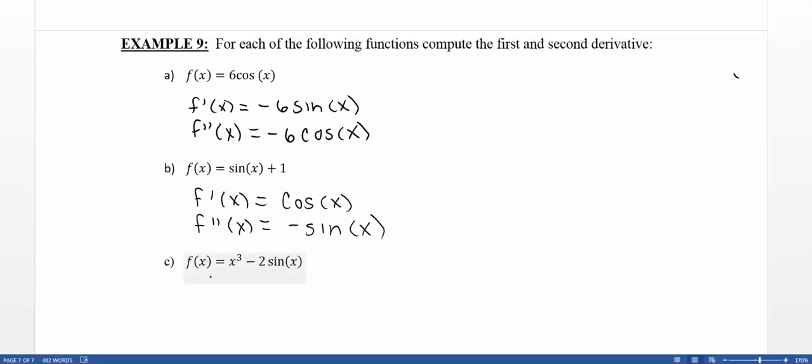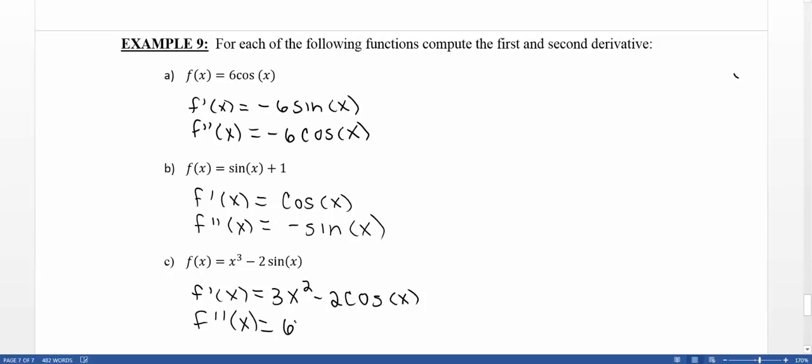Part C. We have x cubed minus 2 sine x. For our first derivative, we go term by term. We get 3x squared minus 2 cosine x, since the derivative of sine is cosine. For our second derivative, the derivative of 3x squared is 6x, and the derivative of cosine is negative sine. So the negative from the negative sine will cancel the negative in front of the 2, and we get plus 2 sine x. So the second derivative is 6x plus 2 sine x.